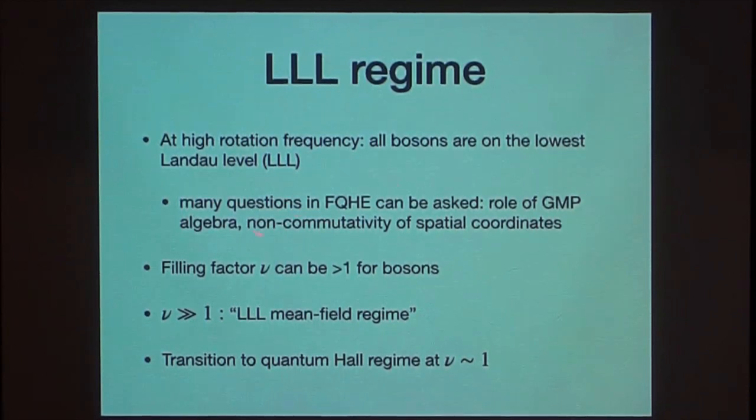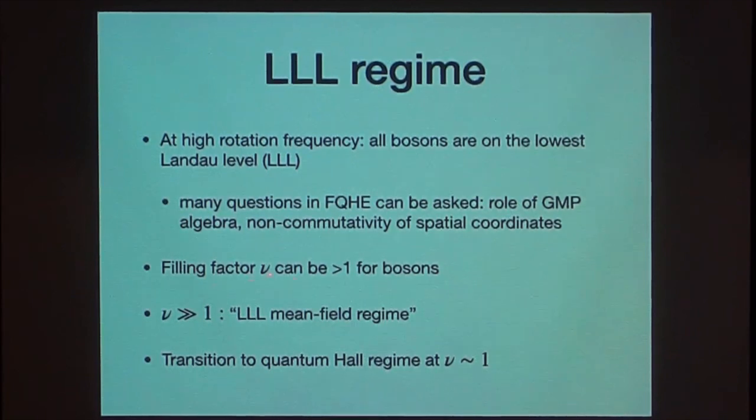And one can ask questions that usually one would ask in fractional quantum Hall physics, like what is the role of the GMP algebra, the role of non-commutativity in spatial coordinates, etc. Except that this problem might be a little bit simpler than the typical fractional quantum Hall problem. First of all, the system here is gapless. So we know that there is this Tkachenko mode, which has an energy that goes to zero as k goes to zero. It turns out to simplify the discussion a bit later.